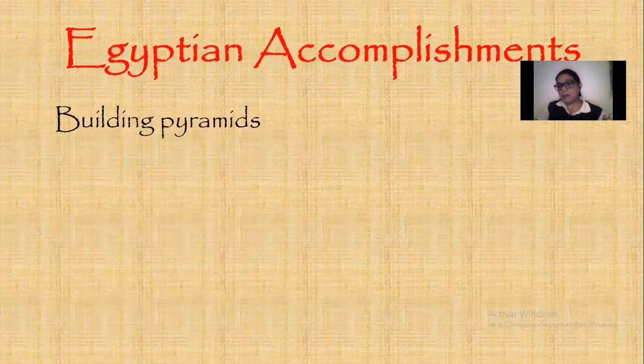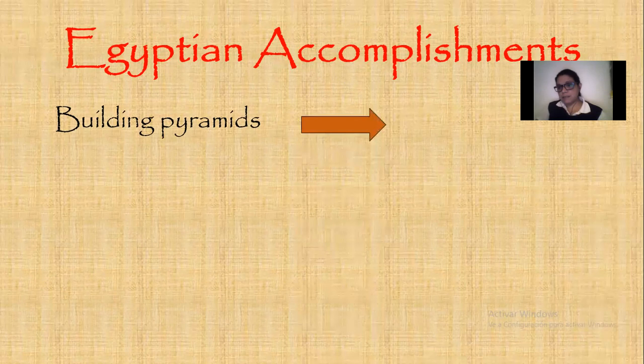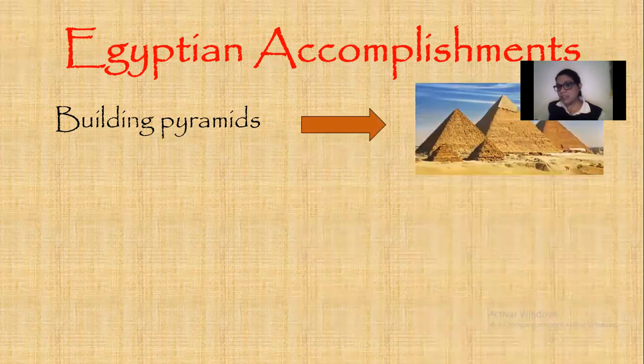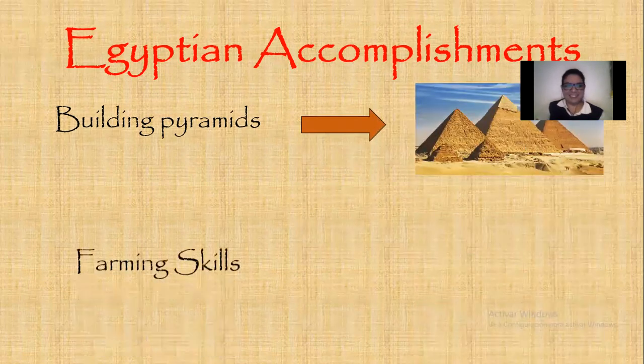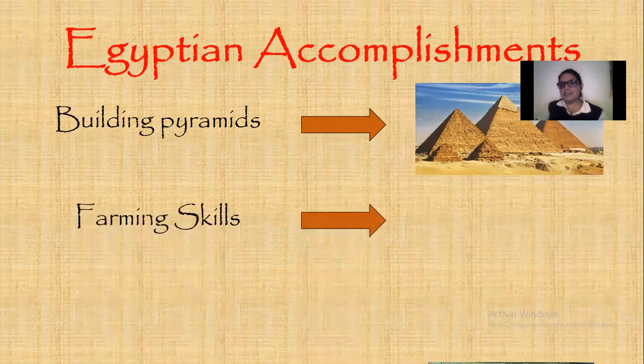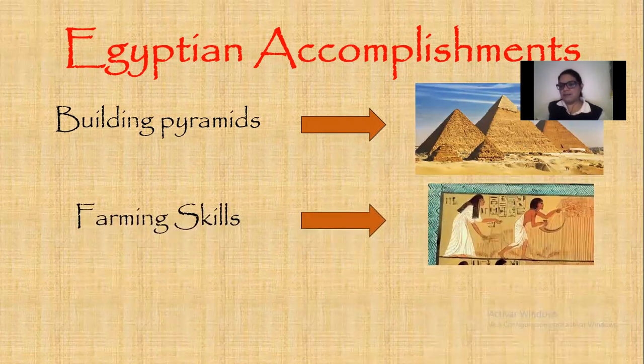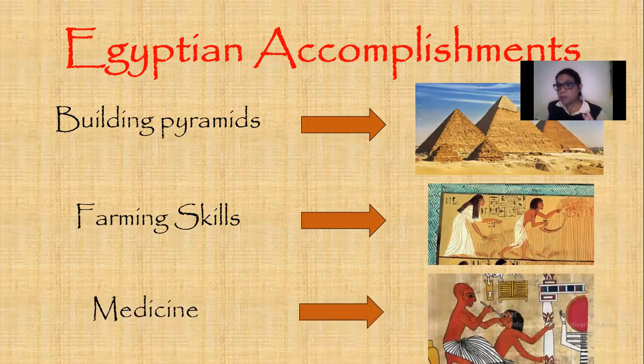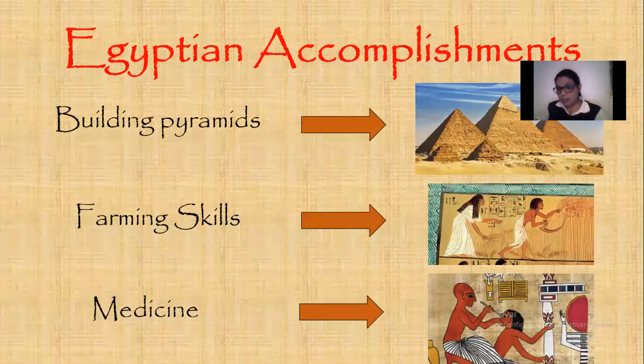The Egyptian accomplishments include building pyramids, such as these ones in Giza, farming skills like irrigation and harvesting, and medicine. They were the first to practice brain surgeries. Look at this. This is a doctor trying to open the head of a person by making an incision here in the middle of his eyes. Whoa.